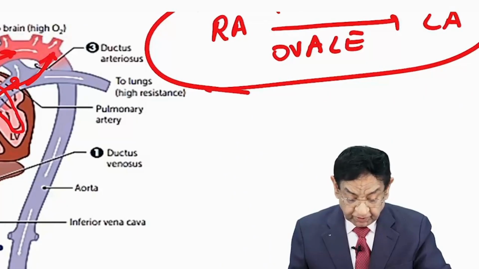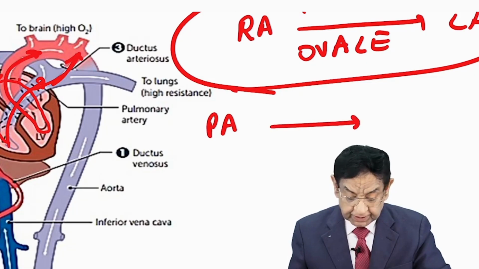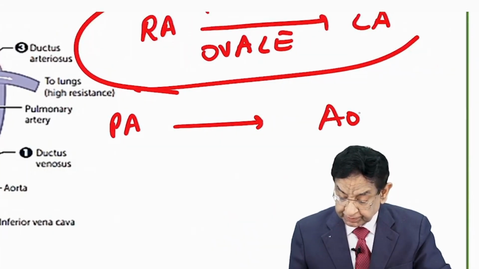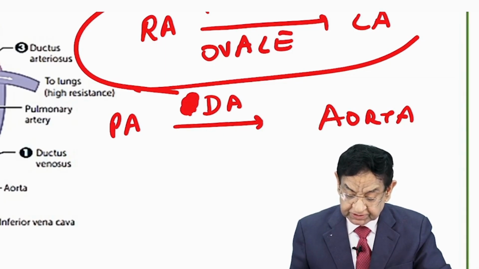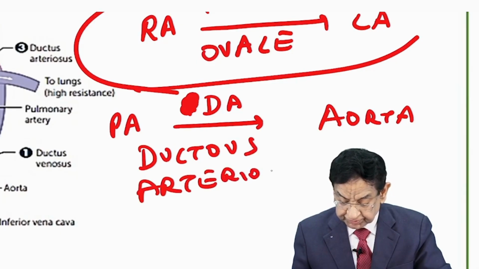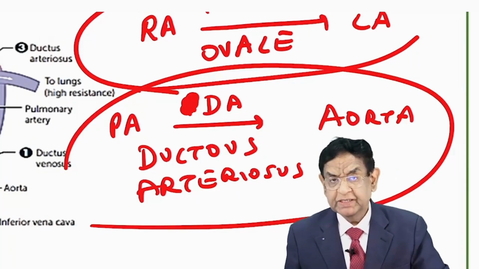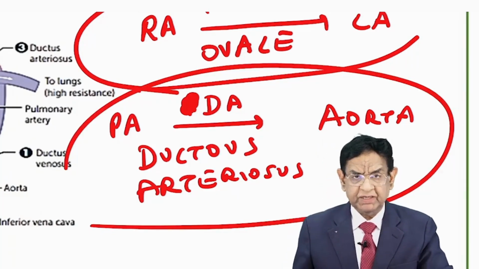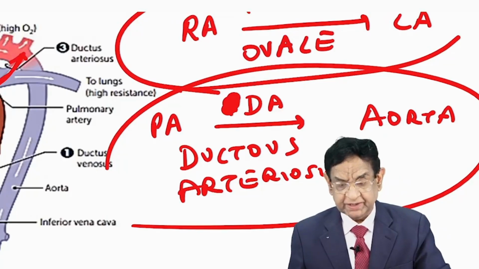So from the pulmonary artery, blood enters the aorta, and this is by the patent ductus arteriosus. This is blood going from the pulmonary artery into the aorta. So the net result is very little amount of blood goes to the lungs. So we have three shunts. I hope things are very, very clear to you.